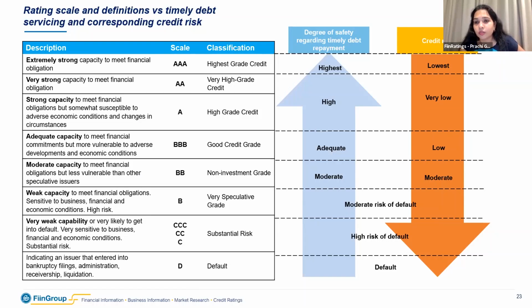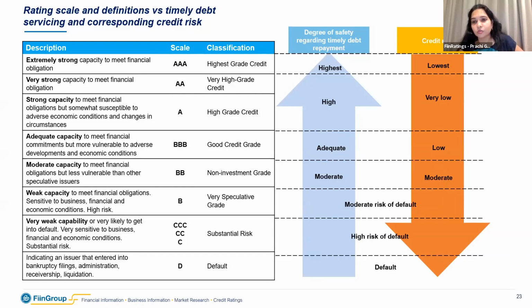What you see on the right side is a blue arrow, which indicates the degree of safety regarding the timely debt repayment. So higher the rating, the greater is the ability of the company to service its debt repayments in a timely manner, and vice versa. And the orange arrow on the extreme side indicates the credit risk of the company. So higher the rating, the lower is the credit risk associated with it, and vice versa.